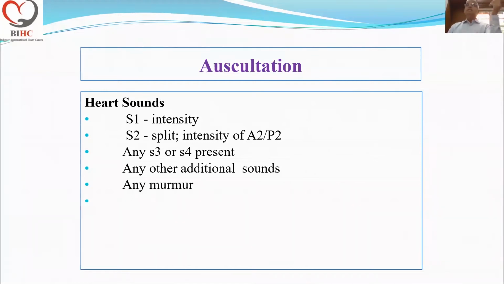Then we would see whether there is any third sound or a fourth sound. It's obviously easier to hear that in an older child. And any additional sound like a click, an ejection click, a phasic ejection click of pulmonary stenosis, a constant ejection click of bicuspid aortic valve, these are additional sounds that we make out. And then we also look for murmurs. So it is heart sounds S1, S2, then additional sounds S3, S4, and then abnormal sounds like clicks, and then only murmurs.